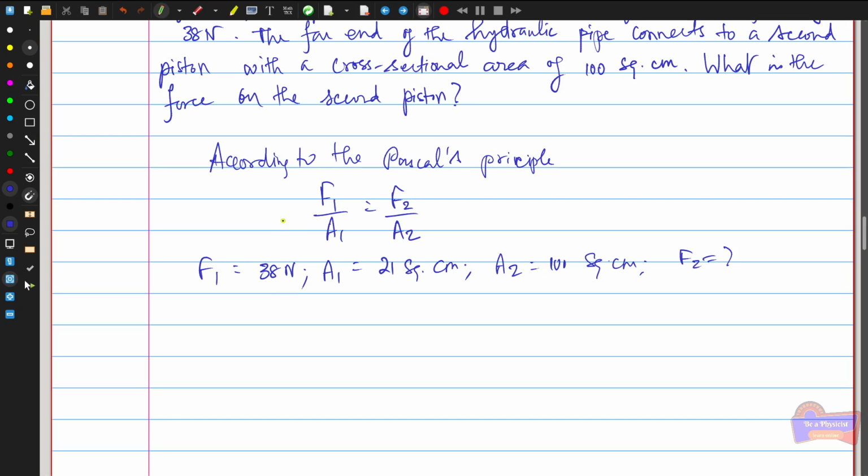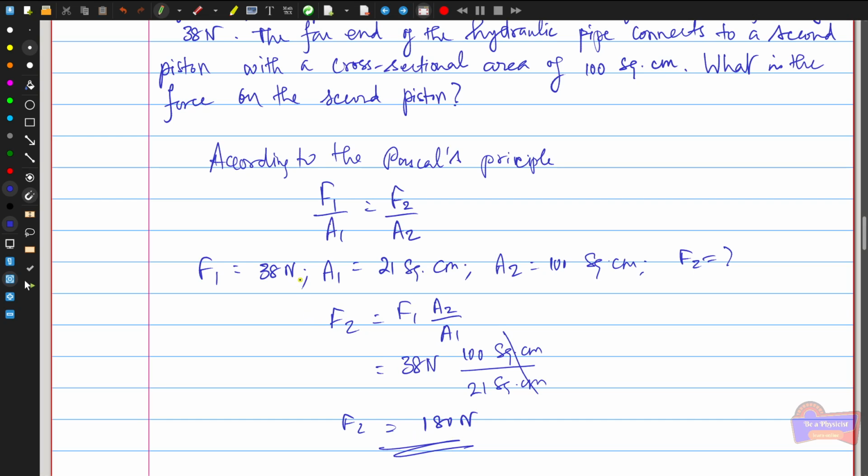You can directly substitute all these values in this equation. I can rearrange this equation in terms of F2: F2 equals F1 times A2 divided by A1. So F1 is 38 newtons, A2 is 100 square centimeters, divided by 21 square centimeters. The centimeters get cancelled. If I multiply those values, then F2 will be equal to about 180 newtons.